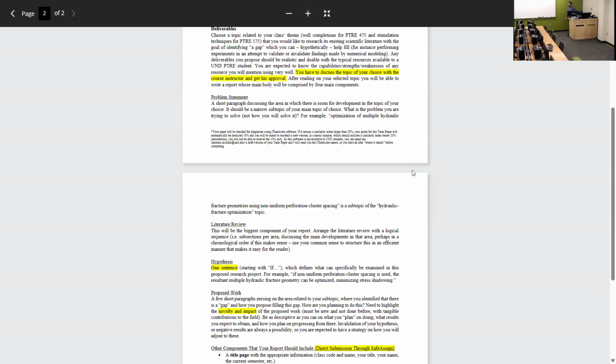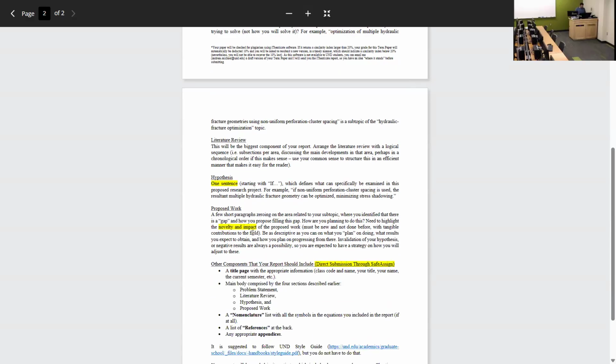And then you have a very important section called proposed work. A few short paragraphs zeroing in on the area related to your subtopic where you identified that there is a gap and how you propose filling the gap. How are you planning to do this? You need to highlight the novelty and impact. This is very important. This is what every reviewer, every seasoned professor is looking at.